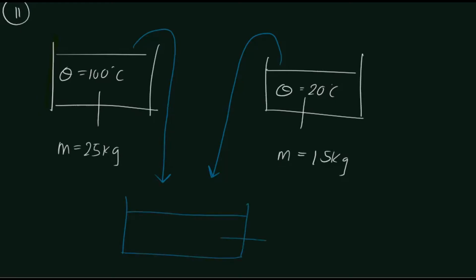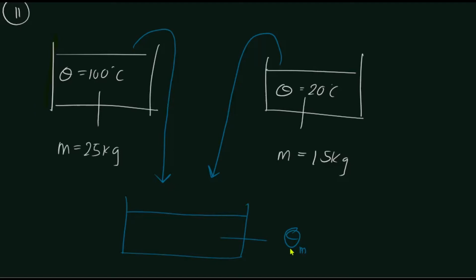After both are mixed together, the vessel is going to reach a common temperature, an equilibrium temperature, theta M. Let us assume theta M is the equilibrium temperature. We need to find this equilibrium temperature. Simply, this is the mixture. What they're asking is the temperature of the mixture.